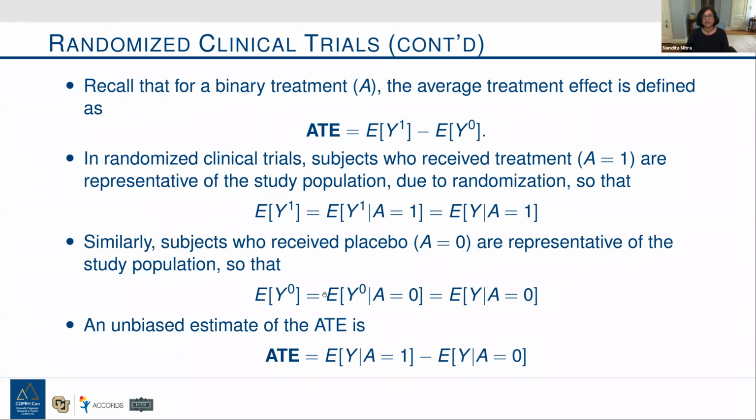And similarly, for those who receive, say, the control treatment or the placebo, the average of the potential outcome under treatment 0 is exactly the average of the observed outcome, given that you were not treated. And so you get an unbiased estimate of the ATE, which is just the difference between these two expectations. So for randomized trials, we're all clear, we can make causal inference from it.